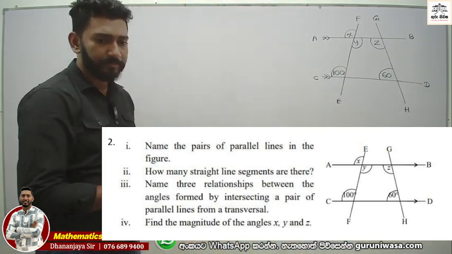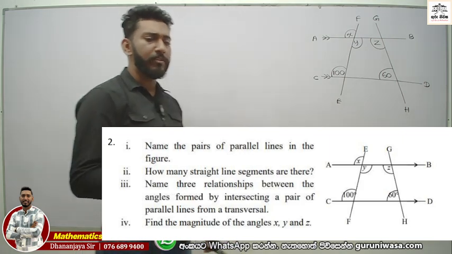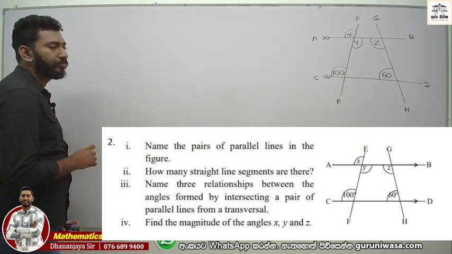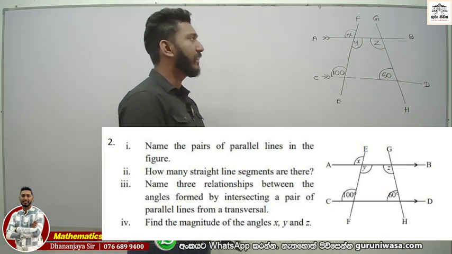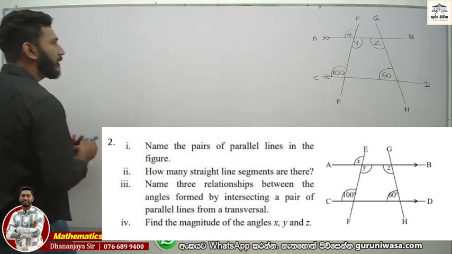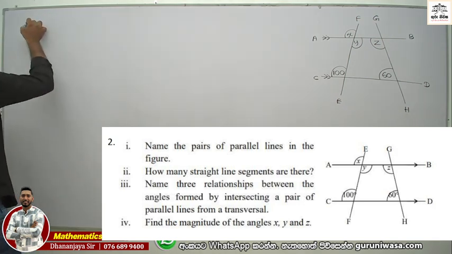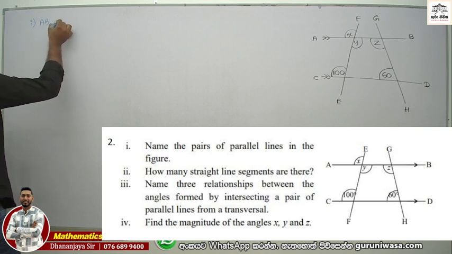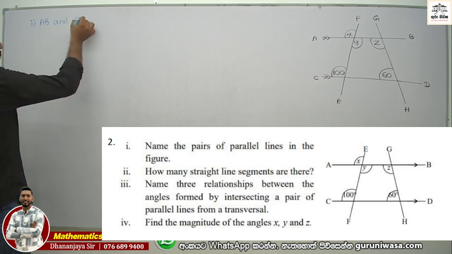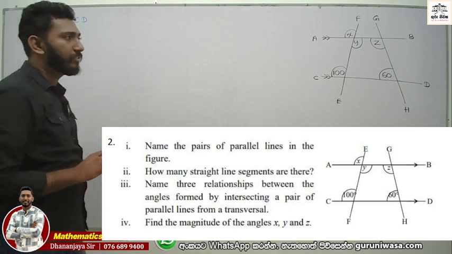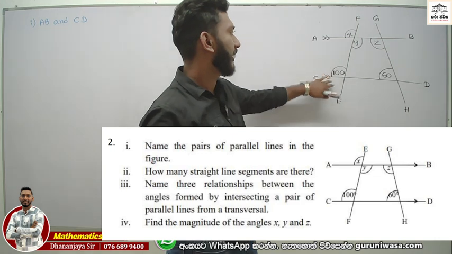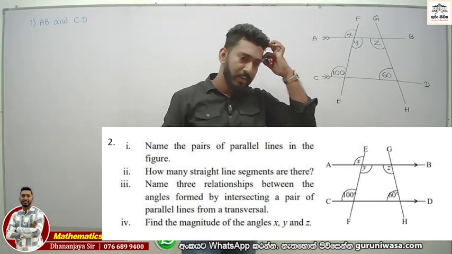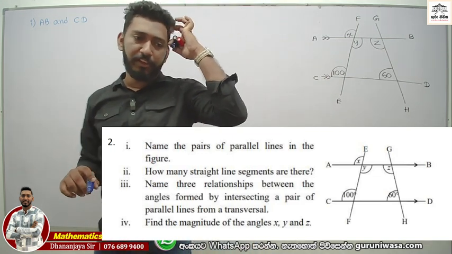First question. Name the pair of parallel lines in the figure. Parallel lines: AB and CD. That's the answer for the first one. AB and CD are parallel, right? This is the symbol, arrowheads.